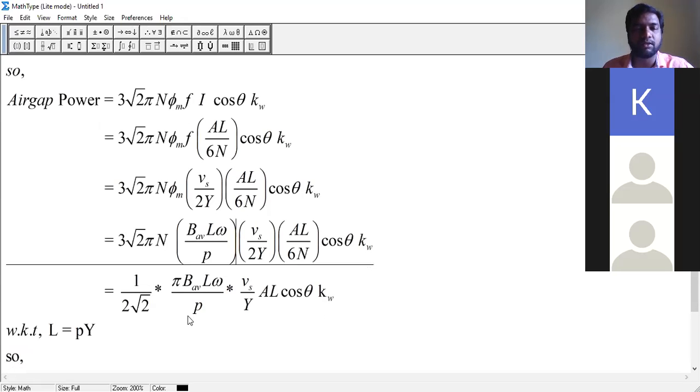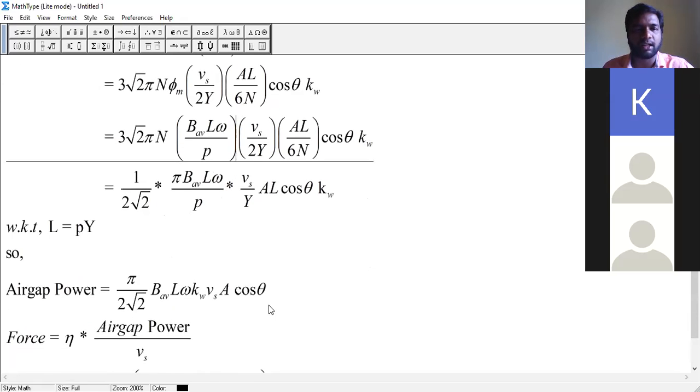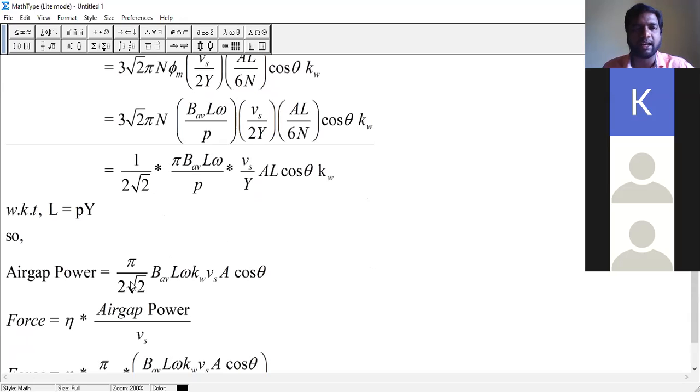We know that previously we discussed the length is equal to number of poles into pole pitch. So P is here, y is here, which is nothing but L. So this one and this one get cancelled. At last we can arrive at the air gap power as pi divided by 2 into root 2 B average L into omega K omega Vs A into cos theta. So this is the value of air gap power.